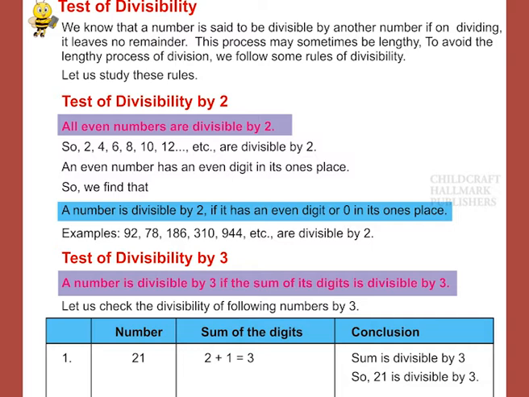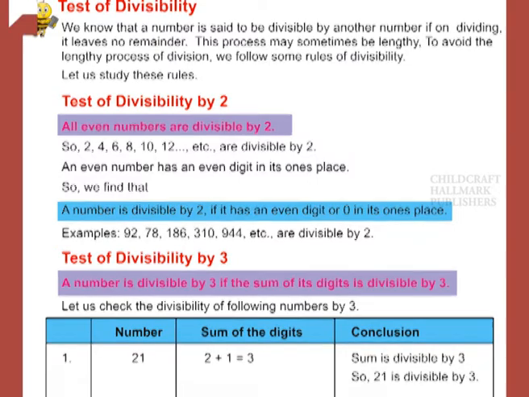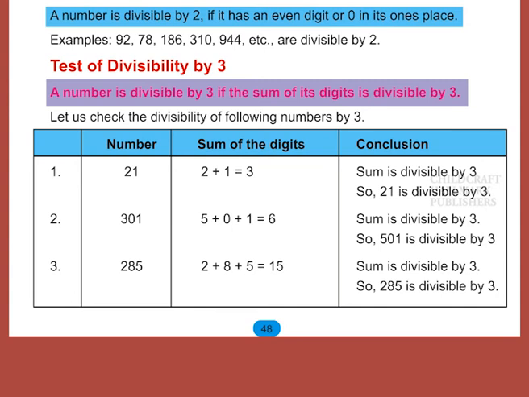All even numbers are divisible by 2. So 2, 4, 6, 8, 10, 12, etc. are divisible by 2. An even number has an even digit in its ones place. So we find that a number is divisible by 2 if it has an even digit or 0 in its ones place. Examples: 92, 78, 186, 310, 944, etc. are divisible by 2.